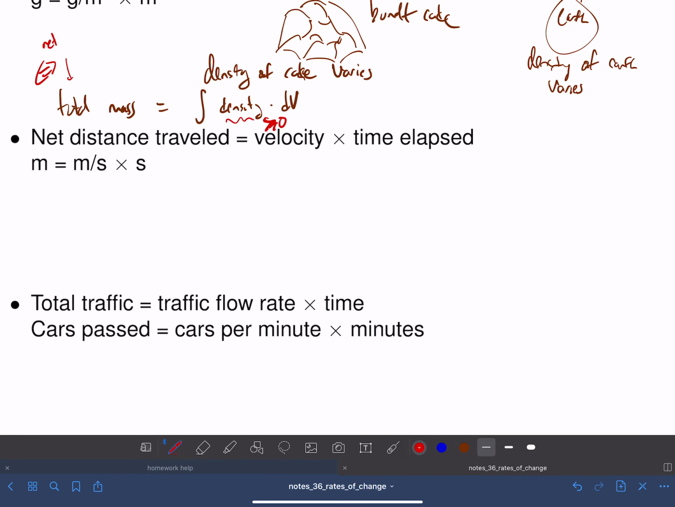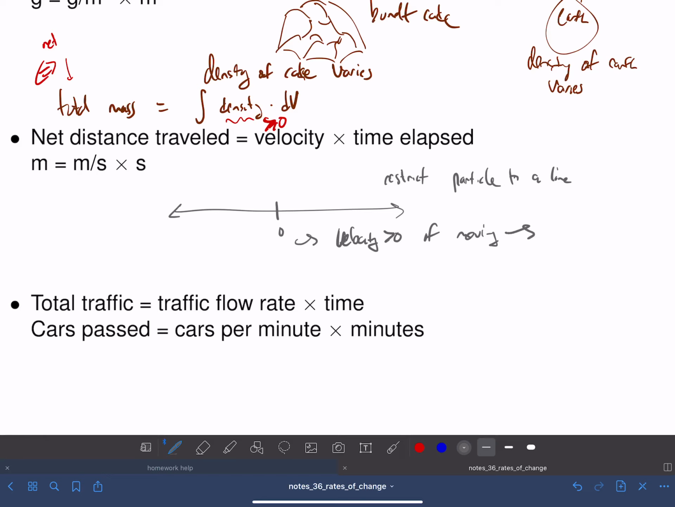Consider the net distance traveled. We've got a particle moving on a line. We've been playing with this kind of scenario, right? So we're going to restrict a particle to a line. We're going to put the origin somewhere arbitrarily, and the velocity is positive if moving to the right, and the velocity is negative if it's moving to the left, right?